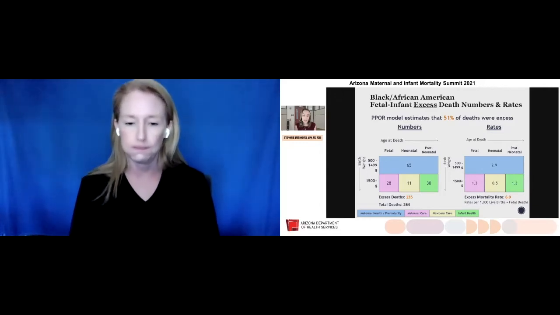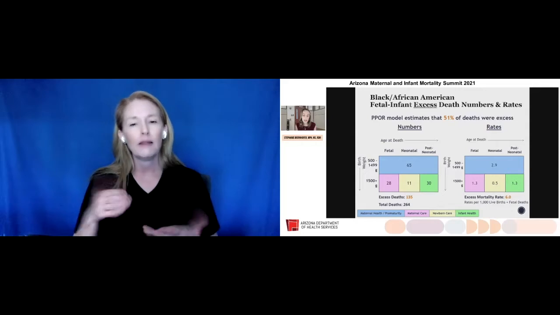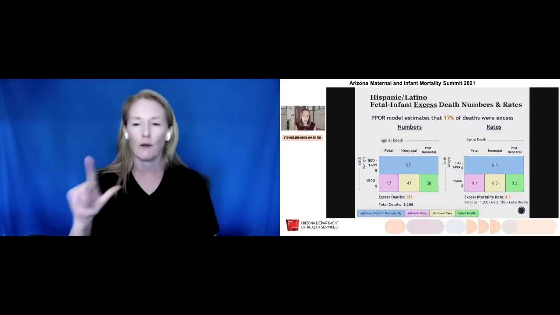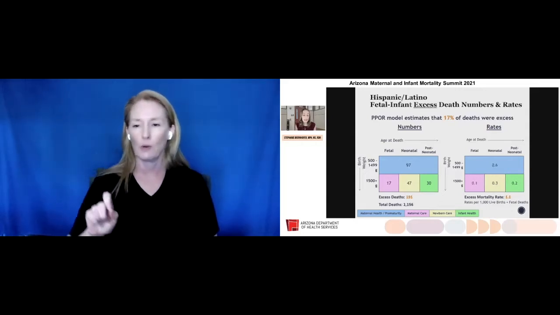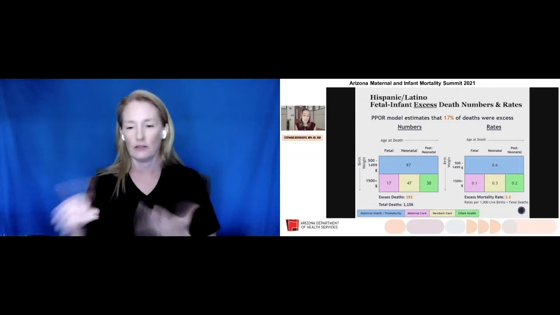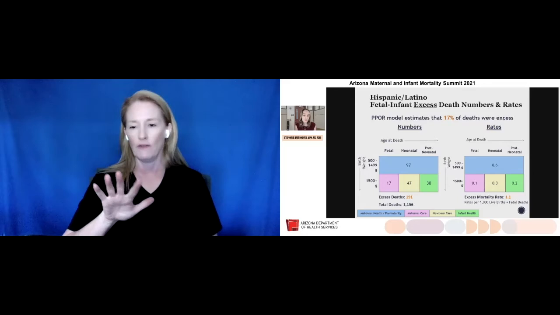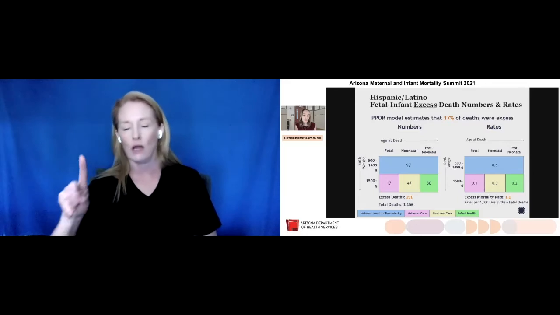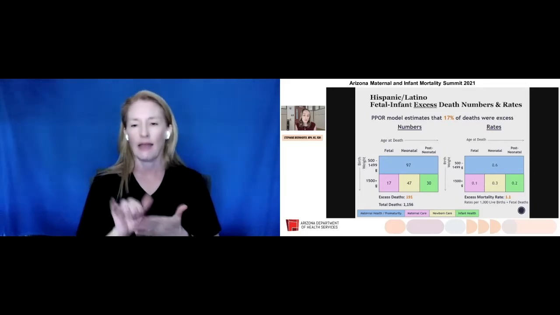The excess death rate for Hispanic and Latinos was 1.1 per 1,000 live births and fetal deaths. And of the 1,156 deaths, 191 were in excess, and that comes out to about 15% of the deaths were in excess.